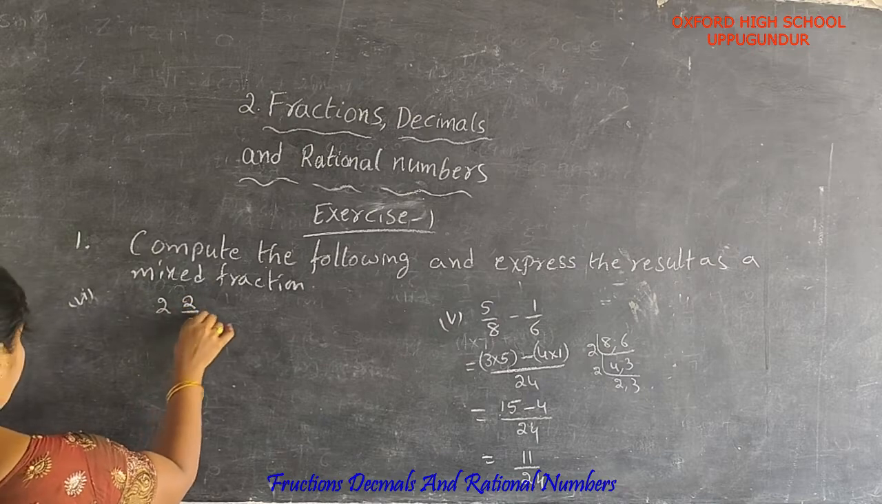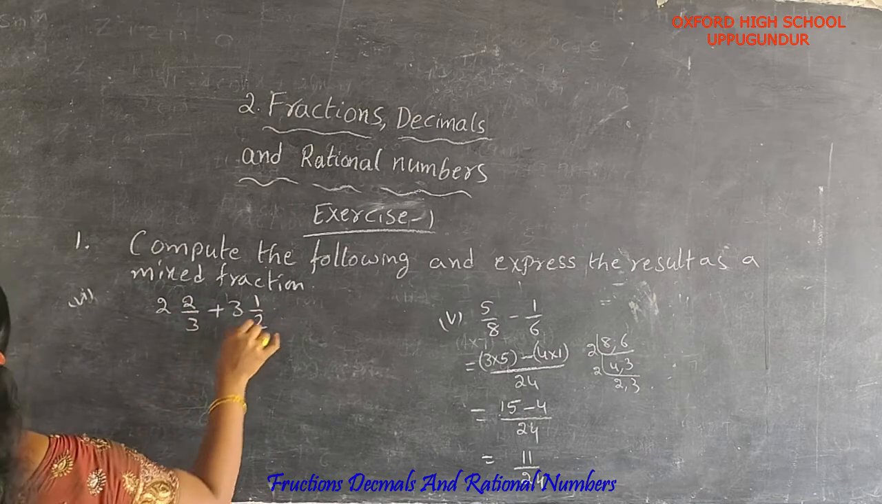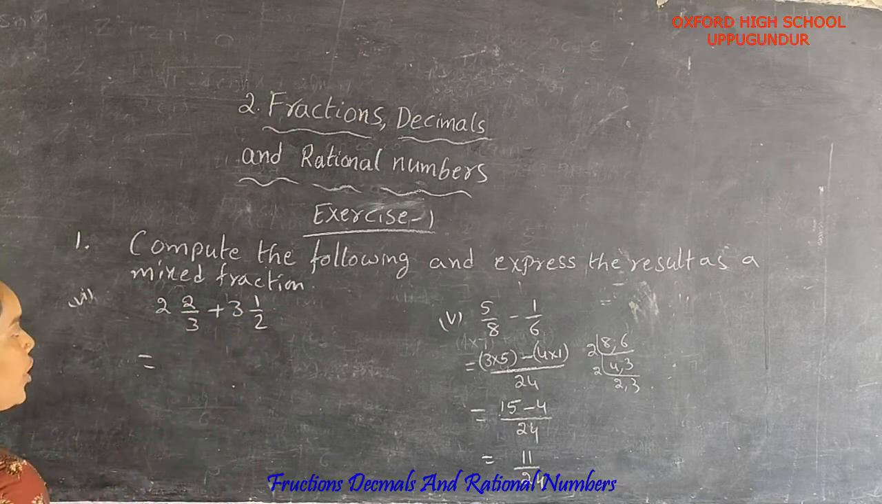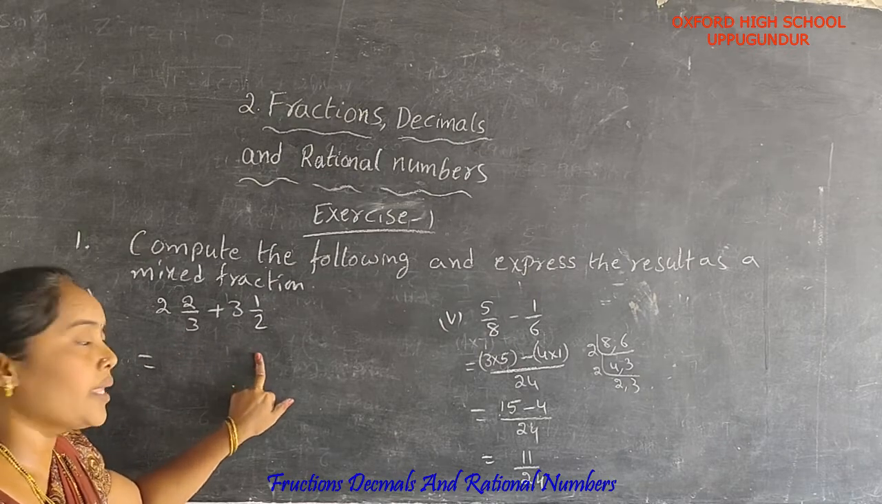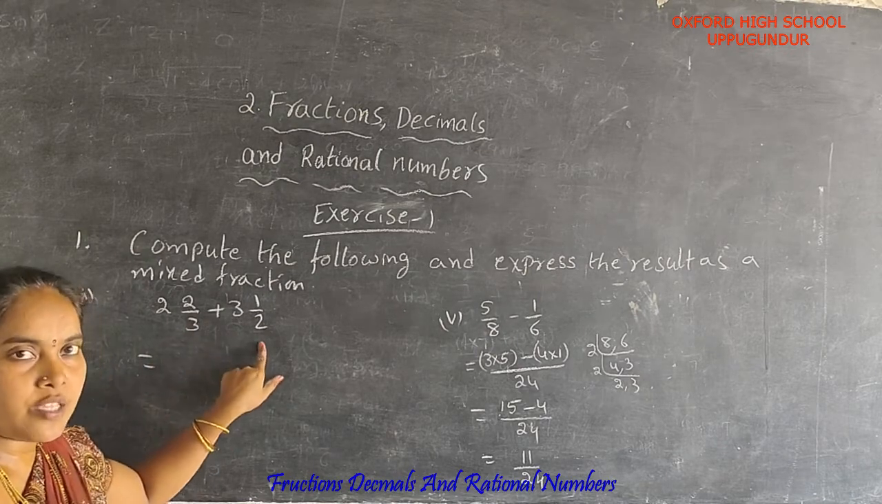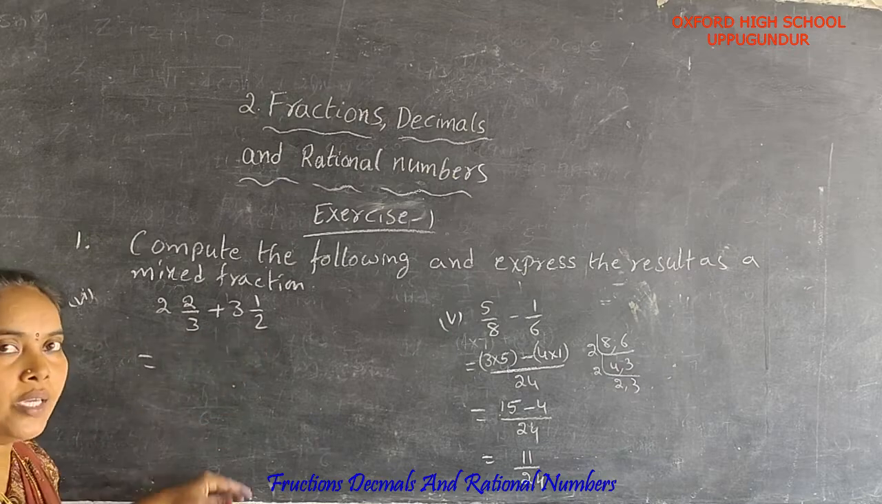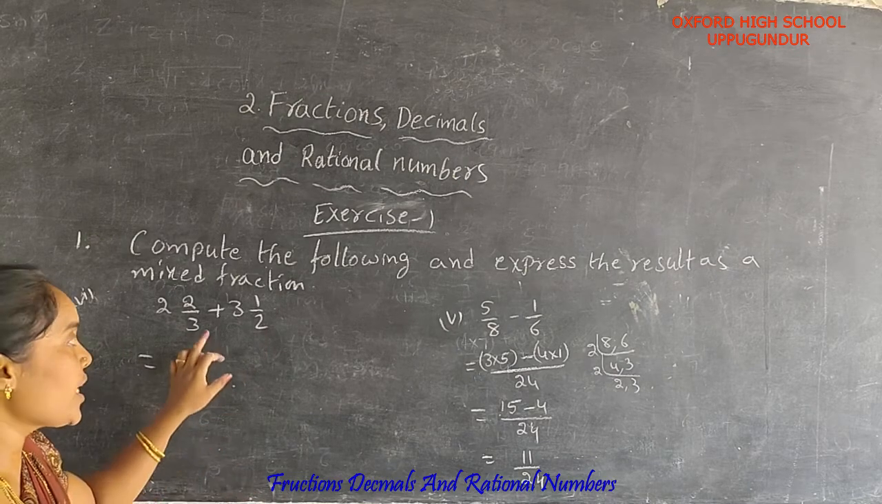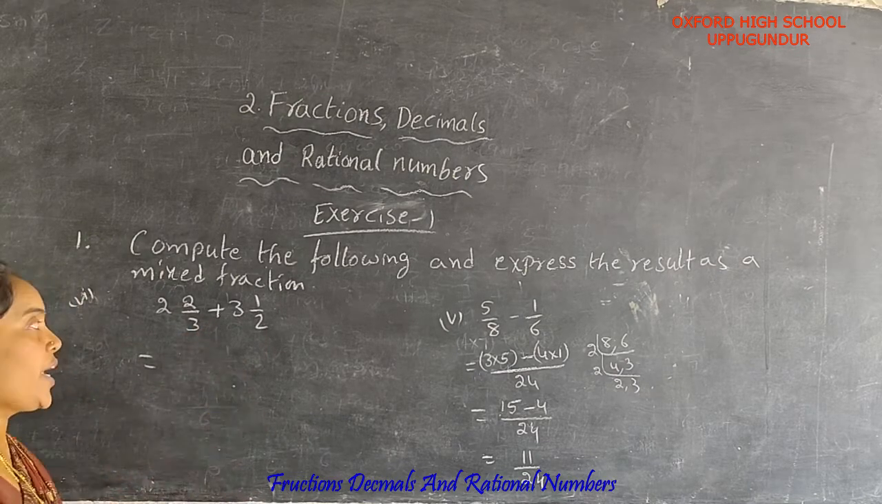2 2/3 plus 3 1/2. Both are mixed fractions given. First, convert the mixed fractions to improper fractions.